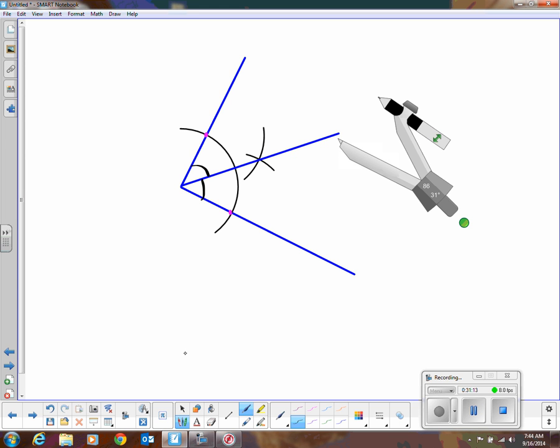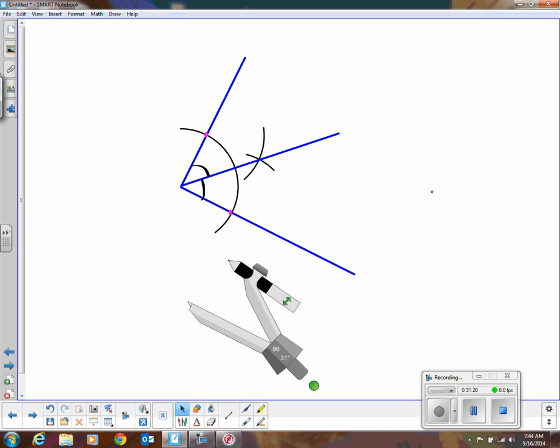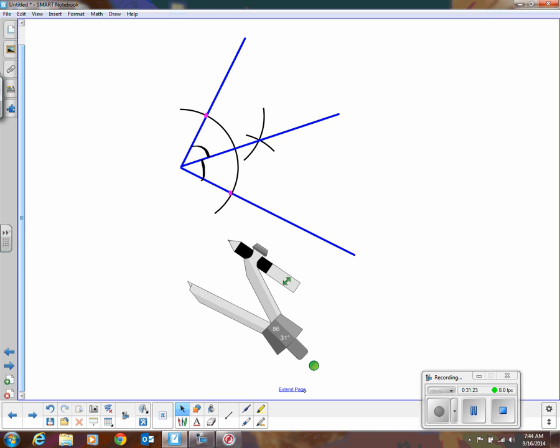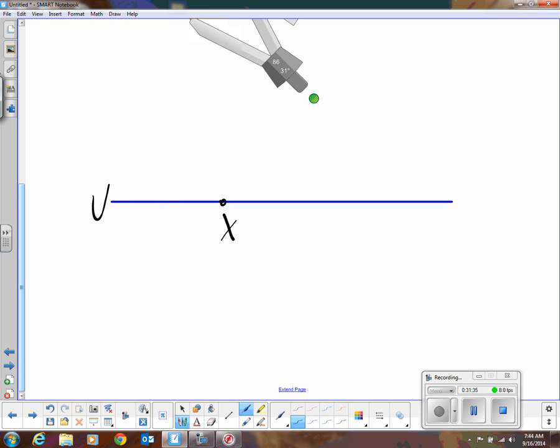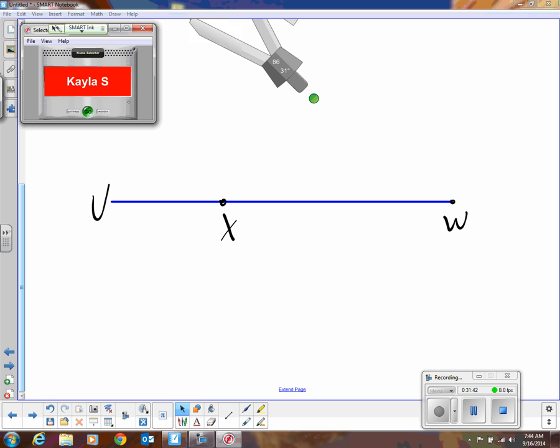29. Use the diagram to construct a line perpendicular to UW that passes through X. Alright, so we learned 3 different perpendiculars. One was a perpendicular bisector where we had no given point at all. And then we learned 2 others where we're given a point. Here we're given a point. This is U. We'll make this X. And this is W. So when I go to do a perpendicular at X, where do I start with my compass?